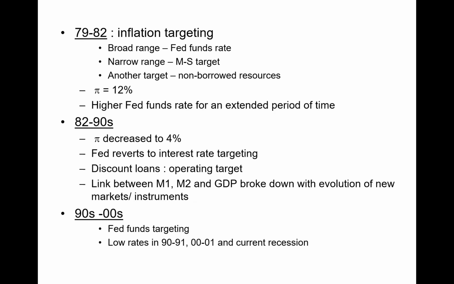Between 79 and 82, the Fed actually woke up and started targeting inflation instead of net free reserves. So inflation was targeted: broad range through the Fed funds rate, narrow range through the MS target, the money supply target, and another target was non-borrowed reserves. In this period, the inflation rate started out at 12%. But since the Fed funds rate was higher for an extended period of time, inflation started coming down. By the time we reached the period 82 to 90, inflation had decreased to 4%. And so the Fed now goes back to interest rate targeting.